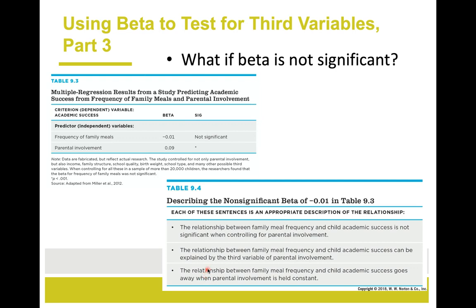So we can say that again in a couple ways. The relationship between family meal frequency and child academic success can be explained by the third variable, parental involvement, right? We thought frequency of meals would predict success. Turns out it doesn't. Really, what matters is just parental involvement. And again, this is fine. We are coming to a more complex and nuanced and better understanding of how these variables relate to each other. We're doing it in a way that involves multiple correlational relationships.